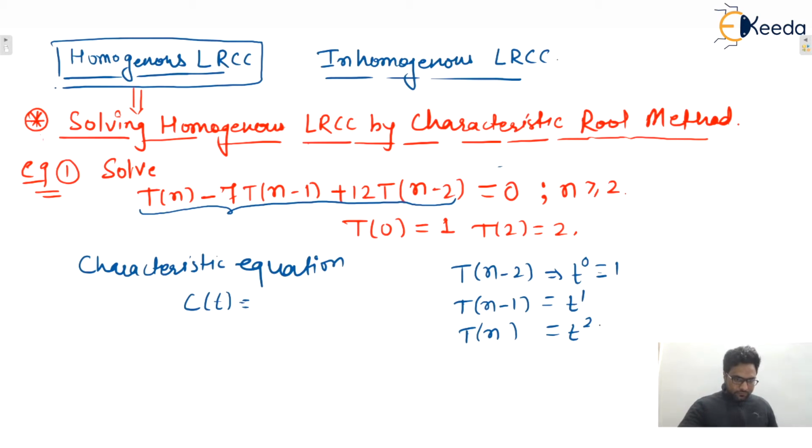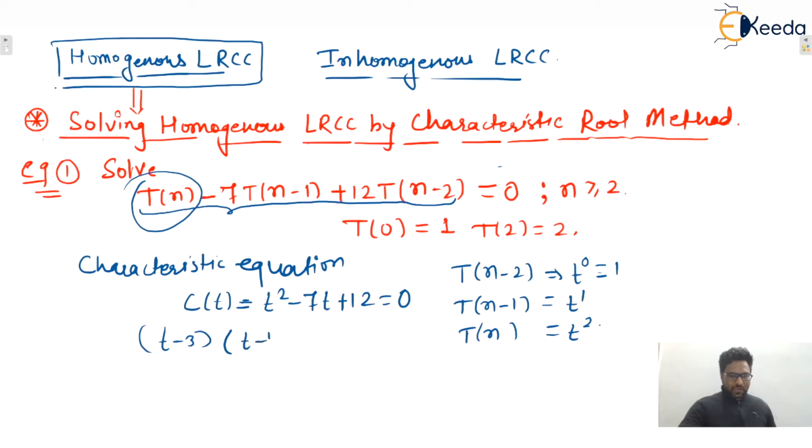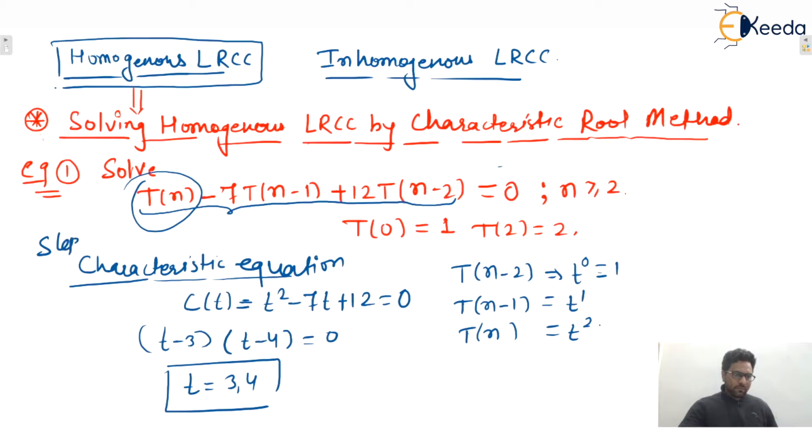Now you only tell me, characteristic equation will be what? If we replace t of n with t square, it becomes t square minus 7t plus 12 equals to 0. Now solve it. So we get t minus 3 and t minus 4. So roots will be what? 3 comma 4. These will be the roots of the characteristic equation. That is step 1.